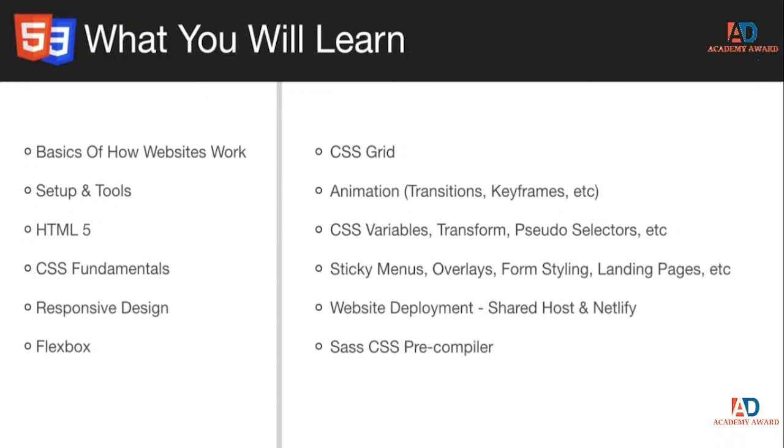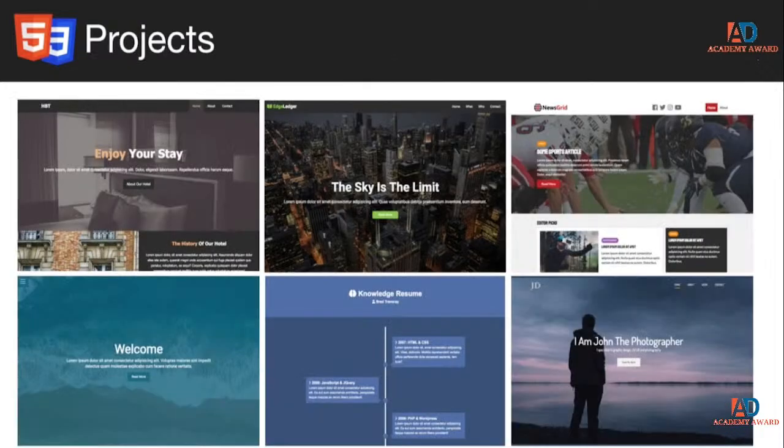We'll be building things like sticky menus, overlays. We'll be styling forms and landing pages. We'll even look at website deployment, so making your website live on the internet using a shared host. We'll also be looking at a platform called Netlify. And then finally, we'll look at Sass, which is a CSS precompiler to allow us to basically extend the functionality of CSS. And we'll create a portfolio project with that.